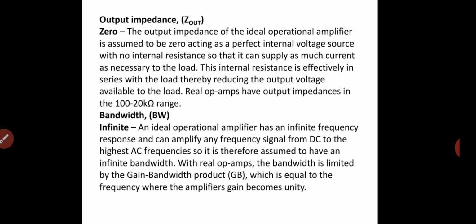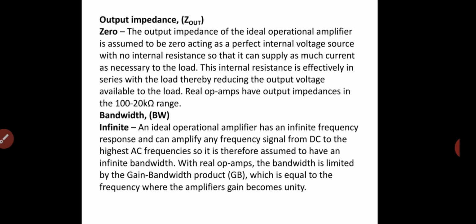And output impedance. Impedance is the ratio of voltage and current. Input impedance means the input voltage to input current ratio. Output impedance means the output voltage to output current ratio. The output impedance of the ideal operational amplifier is assumed to be zero, acting as a perfect terminal voltage source with no internal resistance, so that it can supply as much current as necessary to the load.